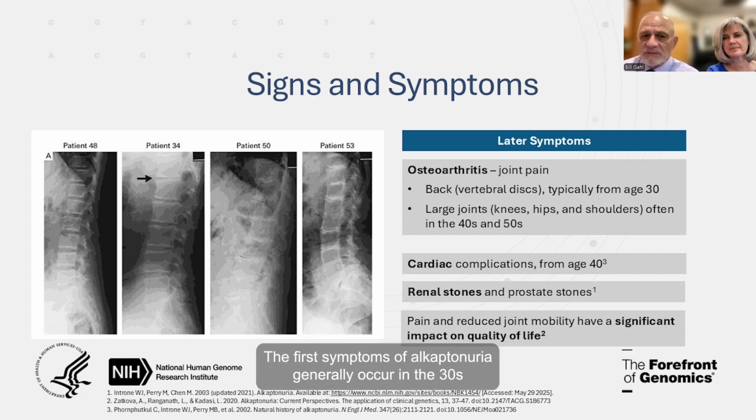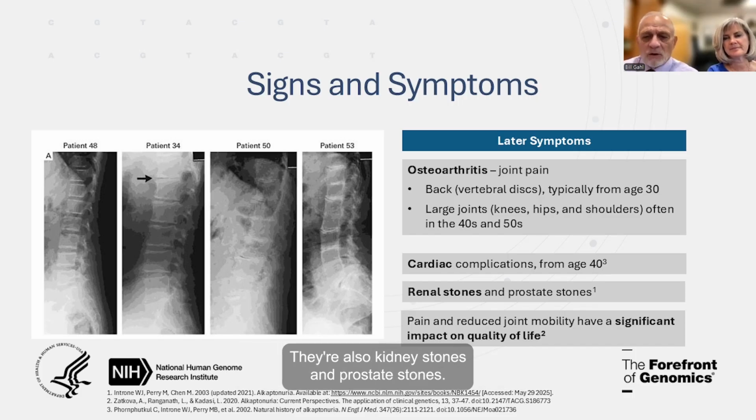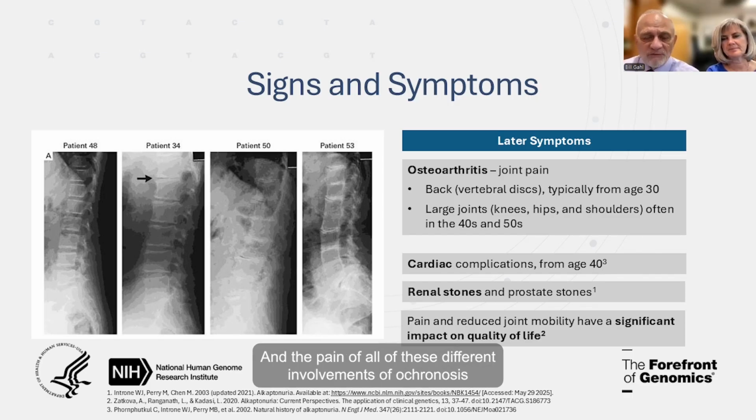The first symptoms of alkaptonuria generally occur in the 30s. And that first symptom is going to be involvement of the spine. And then later on, the shoulders, knees, and hips are involved, and the cardiac involvement occurs around age 40 and on, usually in the 50s or so. There are also kidney stones and prostate stones. And the pain of all of these different involvements of ochronosis is what impairs the quality of life of individuals with this disorder.